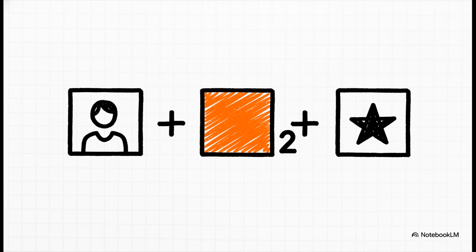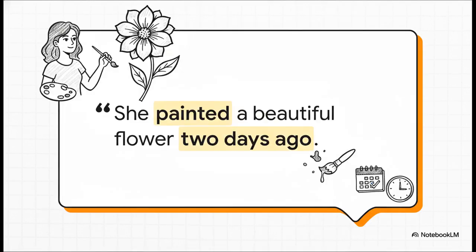But that verb 2, that's the real magic ingredient here. And here's that formula in the wild. She is our subject, painted is the verb 2 of paint, and a beautiful flower is the object. Simple, right? But what happens when we need to talk about things that didn't happen?